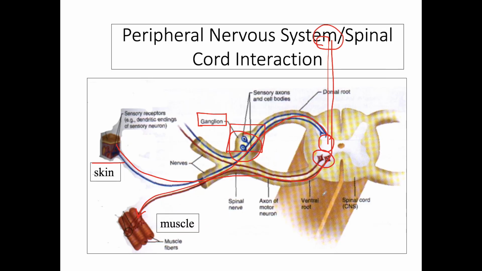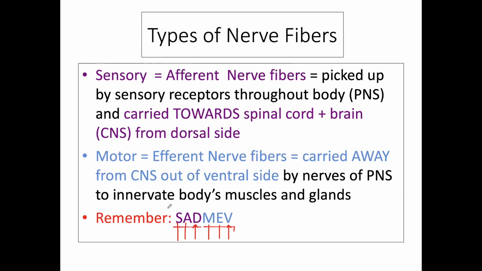So I'm going to go to the back picture again. SAD MEV. S-A-D. There we go. SAD. Sensory signals travel through the afferent pathway through the dorsal side of the spinal cord. Motor, efferent, ventral is MEV. Motor signals take the efferent pathway out of the ventral part of the spinal cord to the effector cell. So SAD MEV. I'm going to star this slide. Make sure you know this slide.